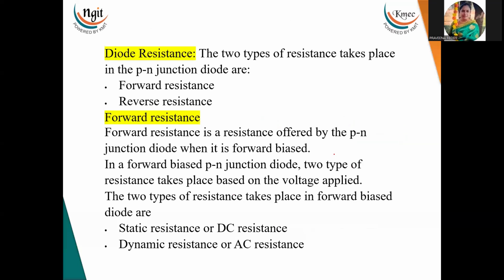Now coming to the diode resistance. There are two types of resistance offered by the diode, that is a forward resistance and a reverse resistance. If the diode is connected in forward bias, it offers the forward resistance. If the diode is connected in reverse bias, it offers the reverse resistance. Again, in the forward resistance, depending upon what supply we have connected, DC supply or AC supply, it offers two types of resistance. One is a static resistance or DC resistance, and the other is dynamic resistance or AC resistance.